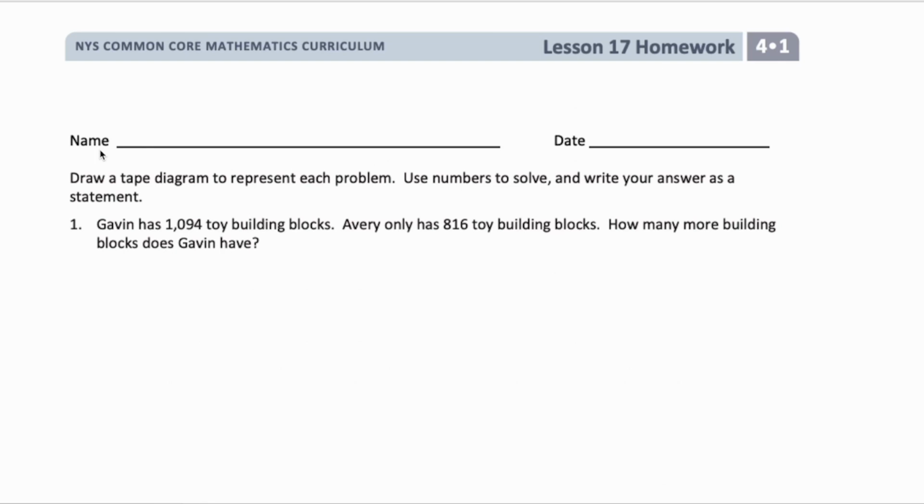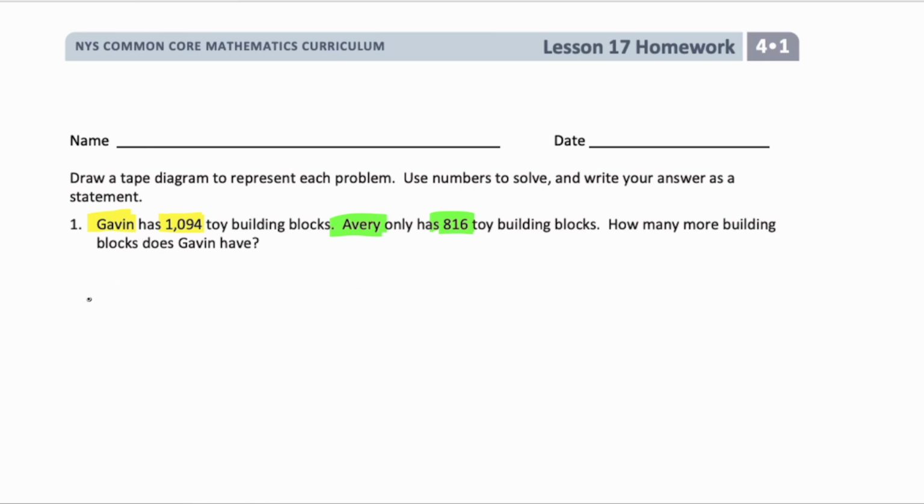For number 1, Gavin has 1,094 toy building blocks. Avery only has 816 toy building blocks. How many more building blocks does Gavin have? So we know that Gavin has 1,094. Avery only has 816.